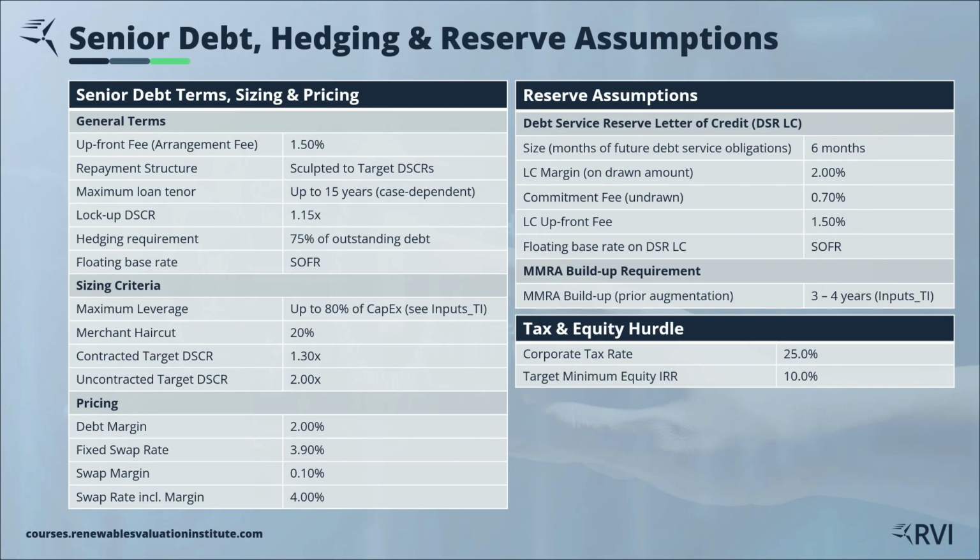Before we build anything, let's look at our inputs from the information memorandum. We are given the LC size in months, the LC margin on drawn amounts, the commitment fee on undrawn, and an upfront fee. These assumptions drive both the availability of the cash flow backstop and its cost to the project.